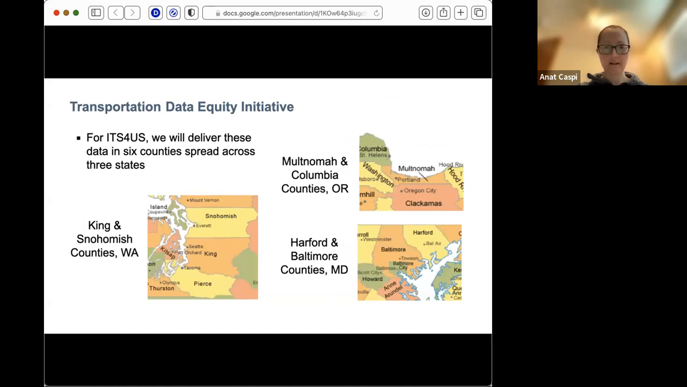Based on our application, we have good relationships with 3 different state DOTs. So we focused on 2 counties in each one of these states. So when you hear us talk about the pilot areas, these are these 6 counties: King and Snohomish in Washington State, Multnomah and Columbia in Oregon, and Hartford and Baltimore counties in Maryland.